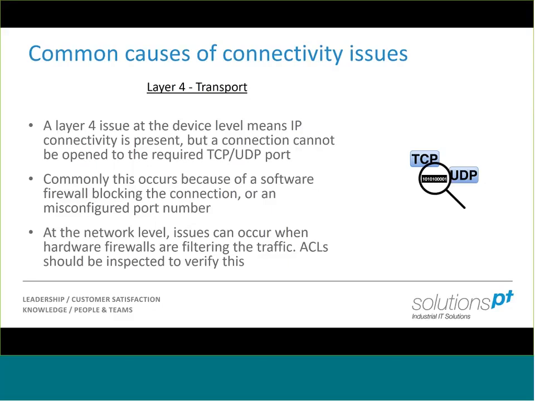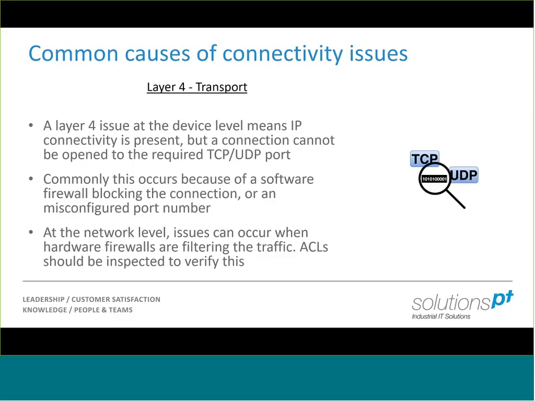So perhaps they are filtering out the traffic, or you might have a misconfigured port number. If we get to this layer, we assume that our IP connectivity is okay. We can ping each other, that's all fine, but we can't open our port to our specific service, whether it's a web service, some kind of SCADA application server, whatever it is. So you want to be checking your port numbers at this point, and you want to be checking if anywhere along the way on the network there's a firewall or layer 3 device that could be filtering that traffic out. So again, ACLs, access control lists, you'd want to be inspecting those at this point.